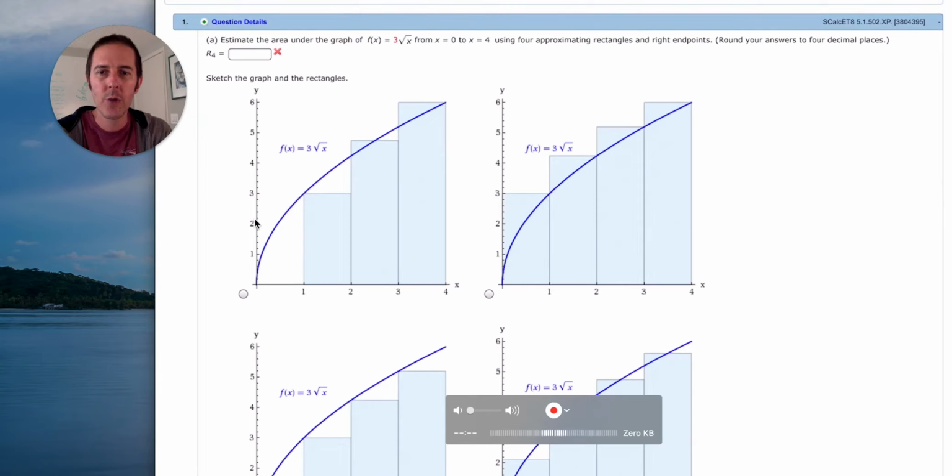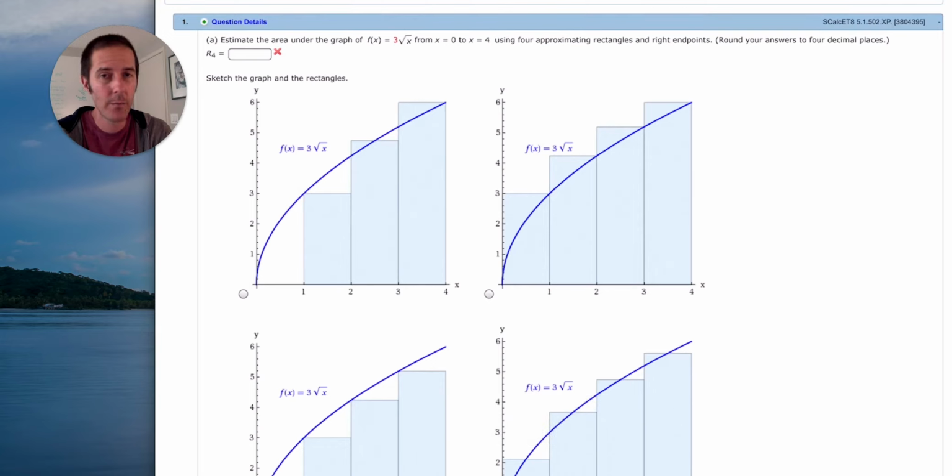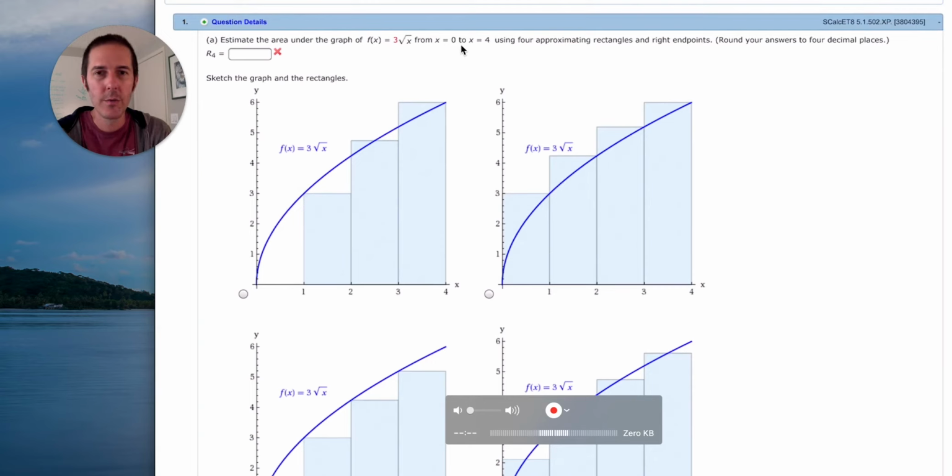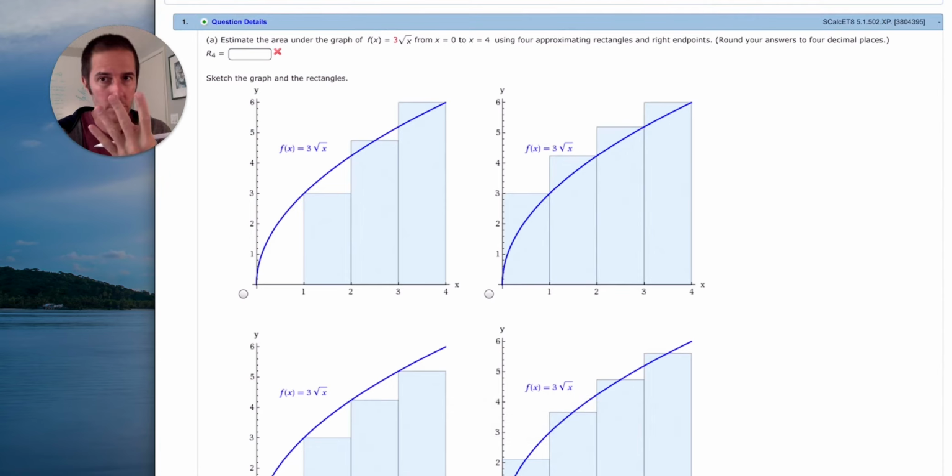If we're using right endpoints, then the first x coordinate I want to look at is not x sub 0, it's x sub 1. Our interval's going from 0 to 4. What's 4 minus 0? What's 4 divided by 4? So what's delta x? Okay, so the width of each interval, of each rectangle, is 1.